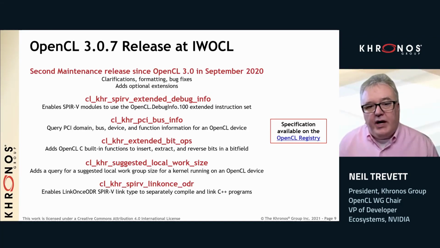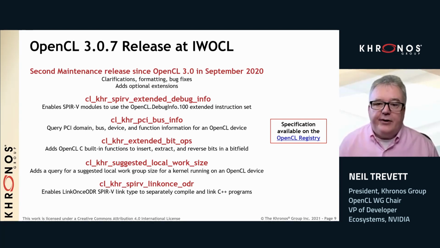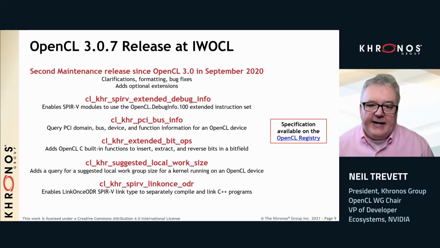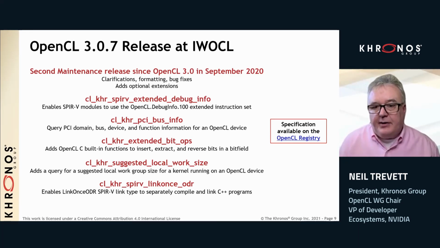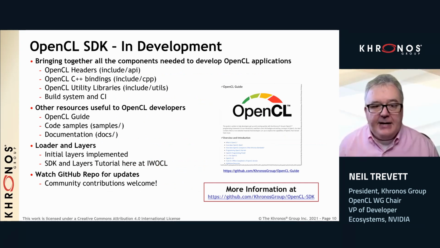Here at IWOCL, we are continuing our regular OpenCL specification updates with OpenCL 3.0.7 that, in addition to the normal clarifications and formatting and bug fixes, defines a number of new extensions, including extended bit-level operations, new queries for suggested local workgroup size and PCI device information, and enhanced SPIR-V support for debugging and linking. The new specification is available on the OpenCL registry today.